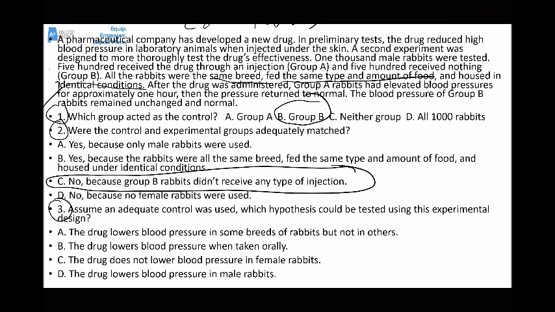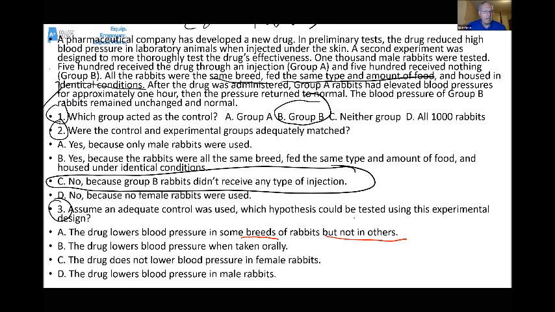Choice A. Okay, I hear A. D. I hear D. I got D too. All right, so let's look at A first. So the drug lowers blood pressure in some breeds of rabbits, but not in others. Well, if you go back up to the stem of our question, it doesn't really say anything about the breed, right?